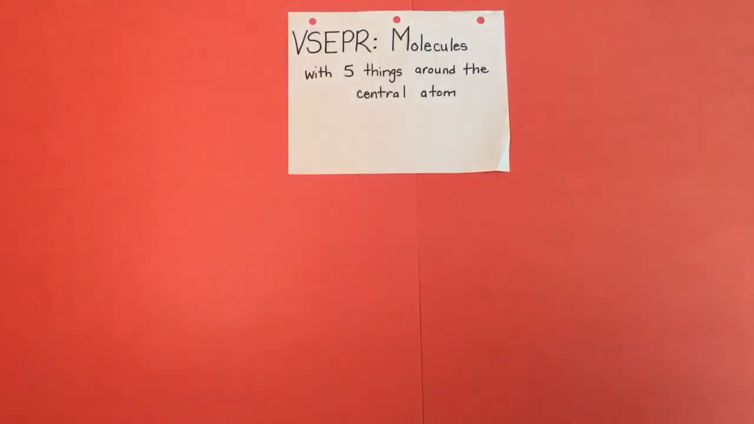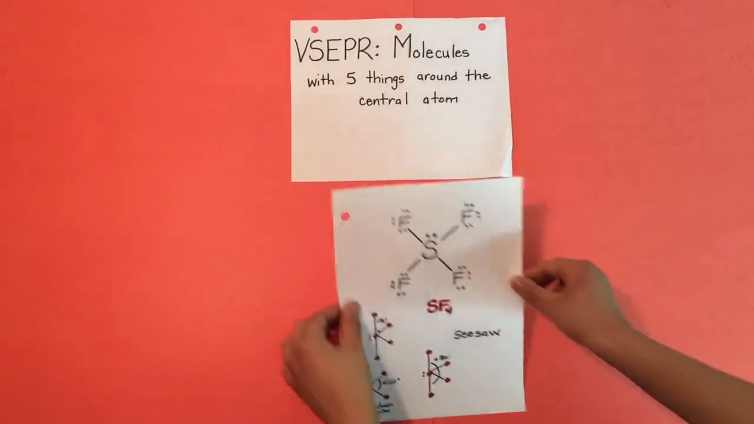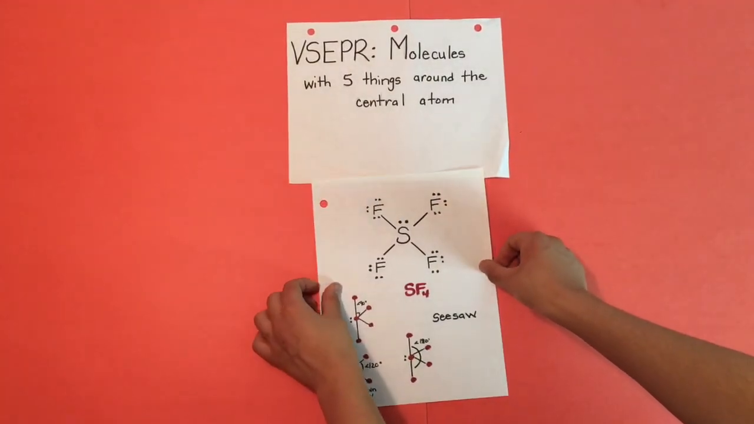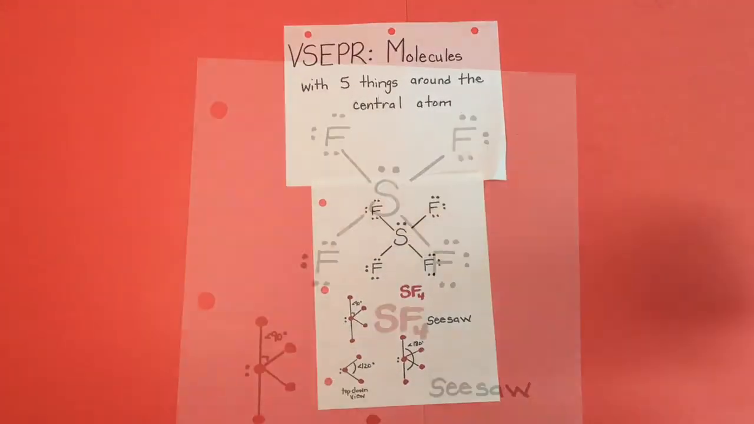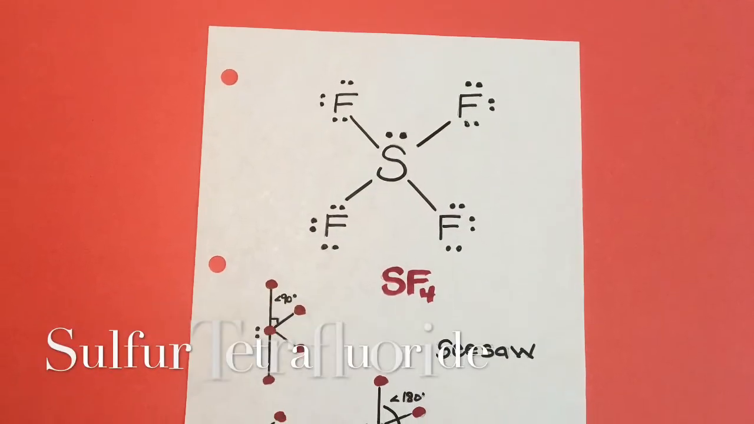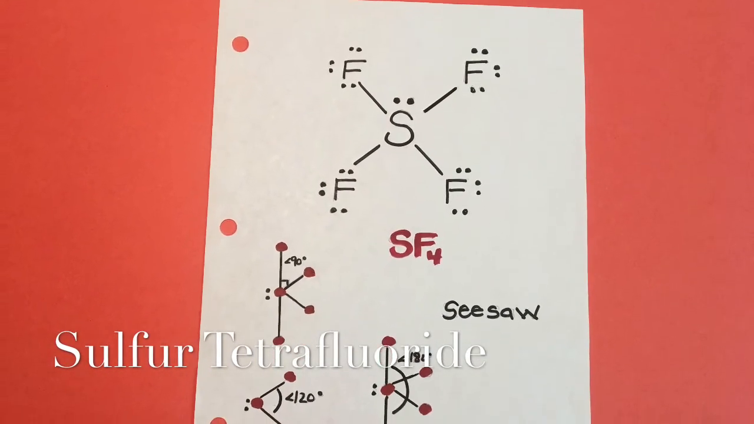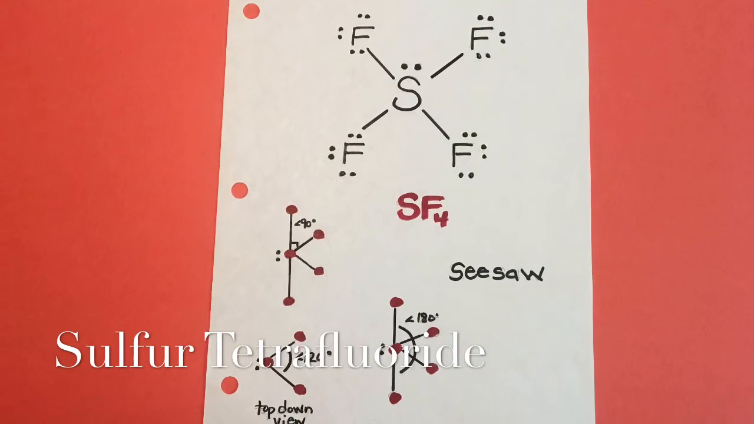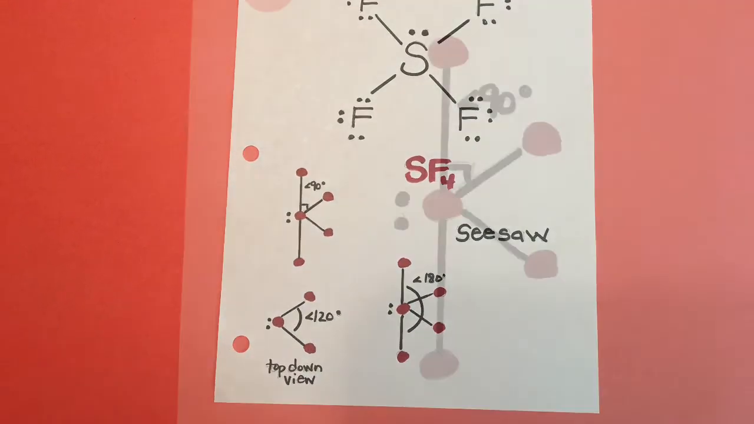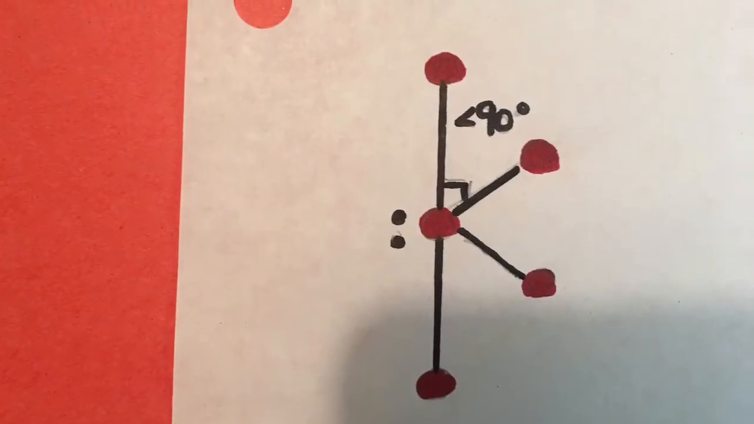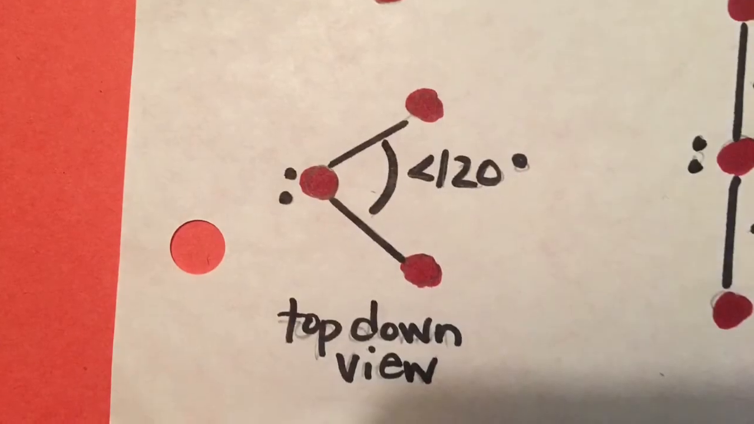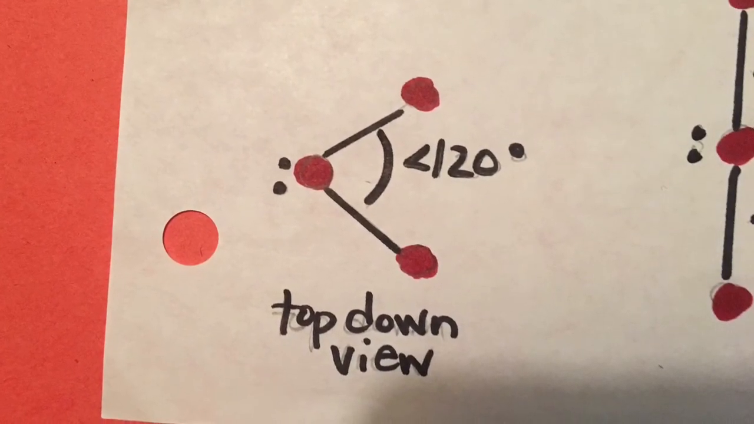In molecules with 4 bonding pairs and 1 non-bonding pair, when the non-bonding pair of electrons on the sulfur atom in sulfur tetrafluoride, as an example, is placed in an equatorial position, the molecule can best be described as having a seesaw or teeter-totter shape. This results in bond angles of just under 120 degrees.